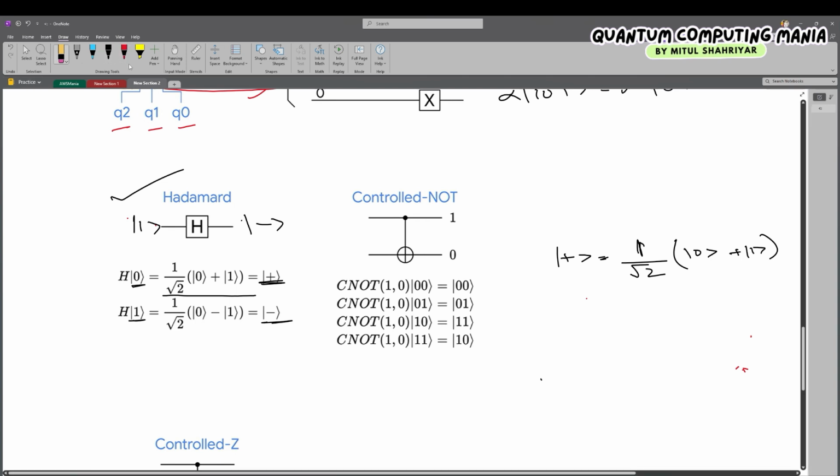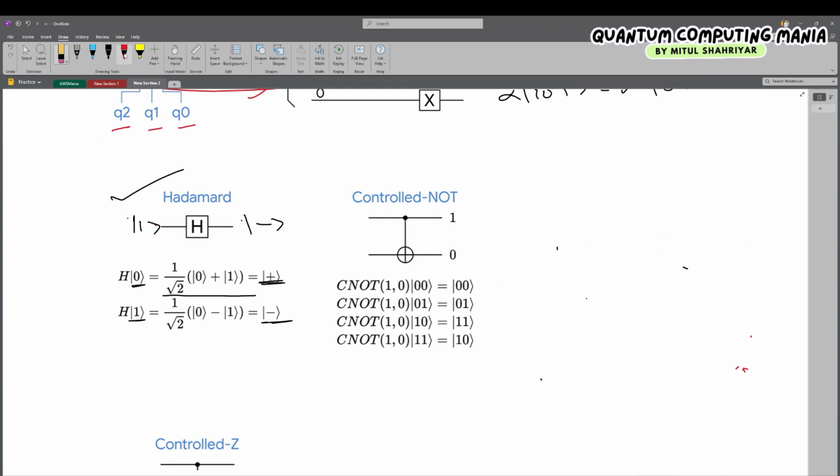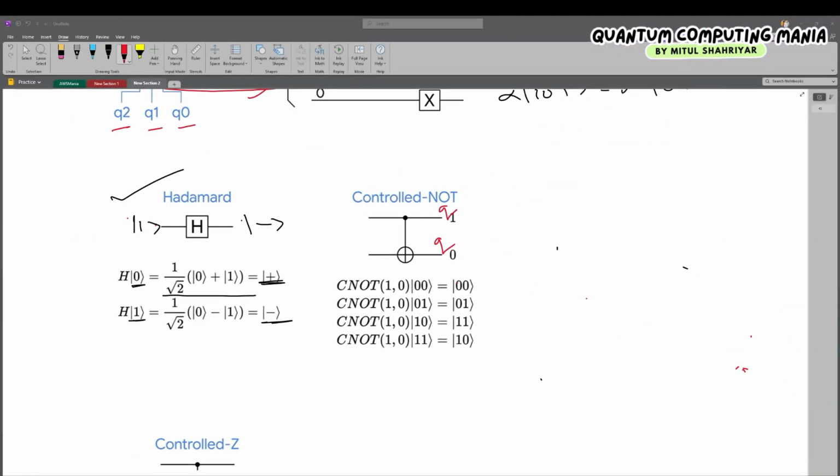Now talking about the controlled NOT, I actually have to draw the gate. Okay, let's do it. Let me look for it. Control, here you can see the controlled NOT. So this is 1 0, which means qubit 1 and qubit 0. Okay, so this is how it works. Let's move into this one and understand what's happening.